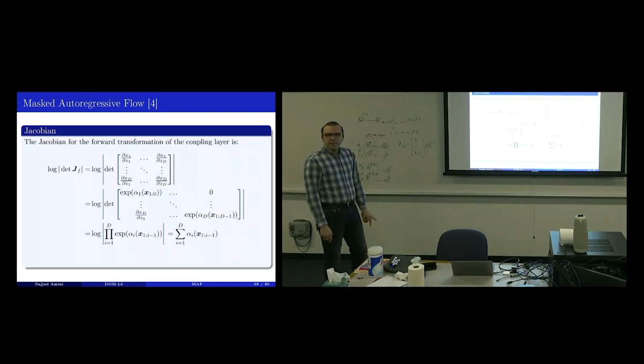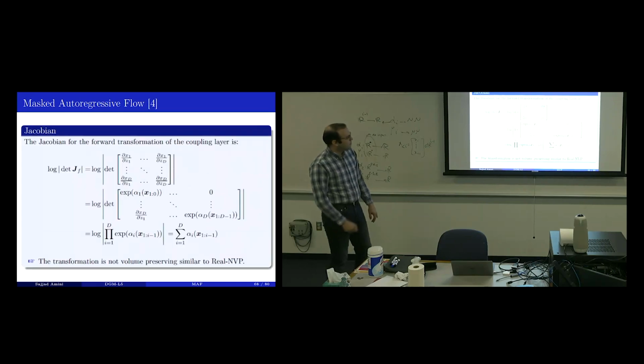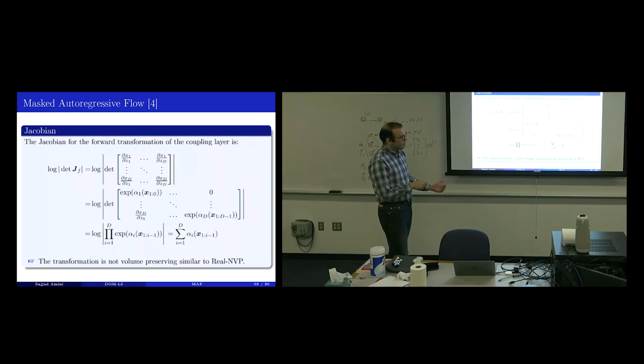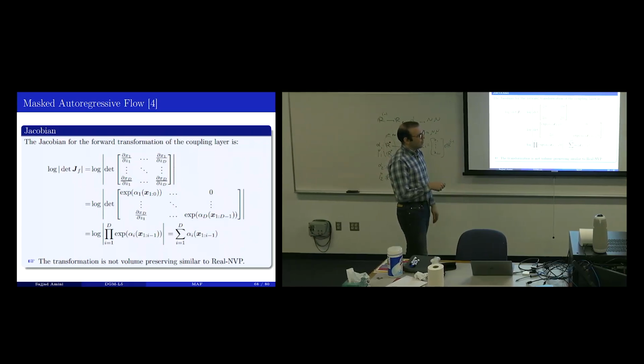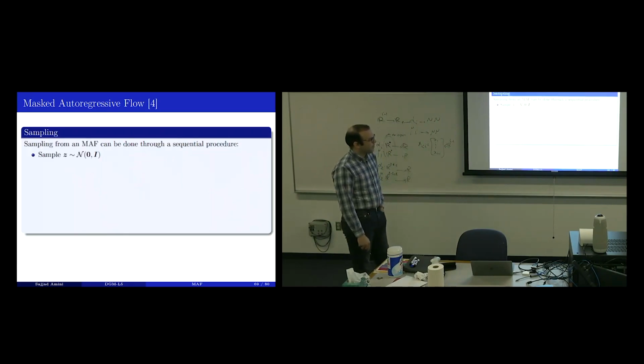Any question? So the mask autoregressive transformation is not volume preserving, similar to real NVP, and we know because you have a scaling on the main diagonal, and it means that the scale is changing.